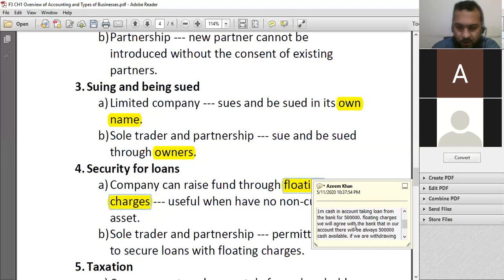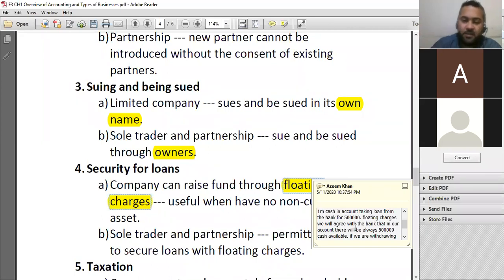Are you getting the example or not? Floating charges. Again, I'm giving the background. We need a loan. Normally, when you are getting a loan from the bank, you have to keep something with the bank, normally a non-current asset. If the company doesn't have any non-current asset, they can take a loan from the bank using a floating charge. What is a floating charge? The company will tell the bank that we will always keep a certain amount of cash in our account, and we will not bring our balance below that amount. So that will become the floating charge.